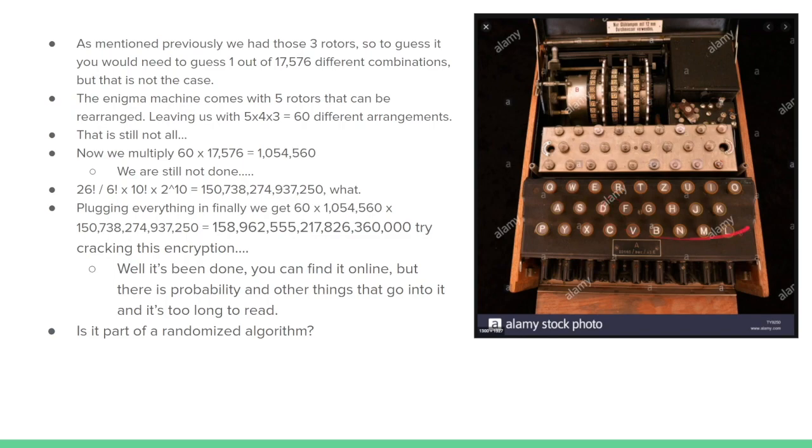One of the things would be they would have Hitler's name inside of it. Instead of encrypting that, it would just say Hitler inside of it. And is this part of a randomized algorithm? Of course it is, because it's encryption.